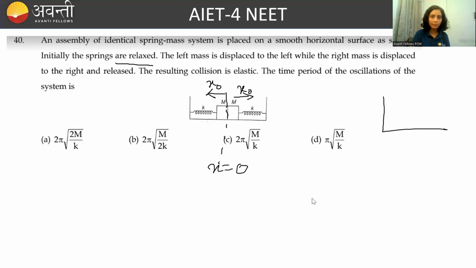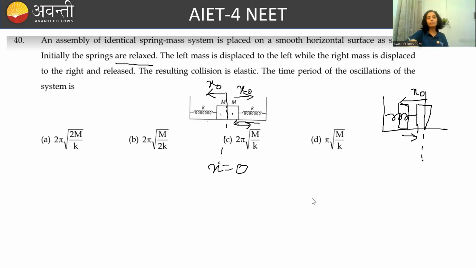Now look carefully at what is happening. There is a spring. I'm just drawing one mass. So if it is compressed by distance x naught, what will happen? It will come inward by distance x naught. Again, it will go like this and try to reach here. And whatever is happening with the left mass, the same thing will happen with the right mass. It will also go in this direction and come back here. And when they come back, they will collide. Since their masses are equal and the collision is elastic, they will exchange their momentum during the collision.